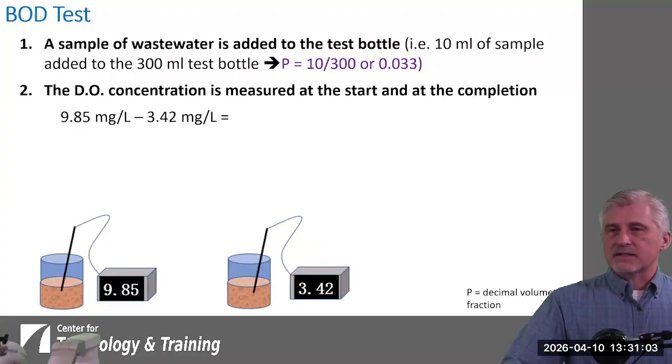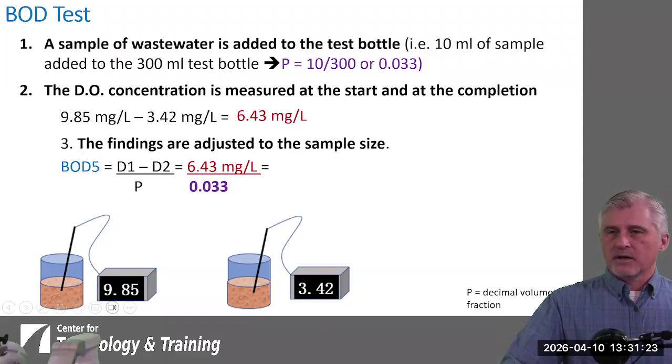The dissolved oxygen concentration is measured at the start of the test and at the end of the test when we complete it. In this example, we tested it at the start and had a DO concentration of 9.85 parts per million, and at the end we had 3.42. So that obviously dropped by 6.43 parts per million.